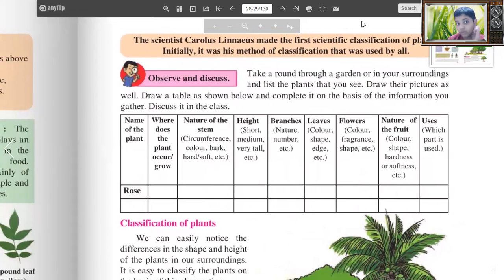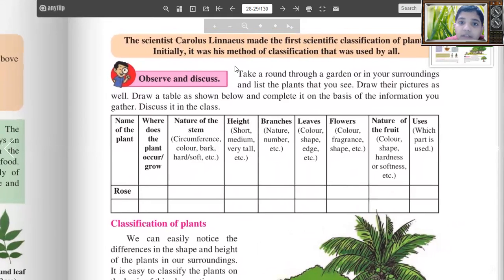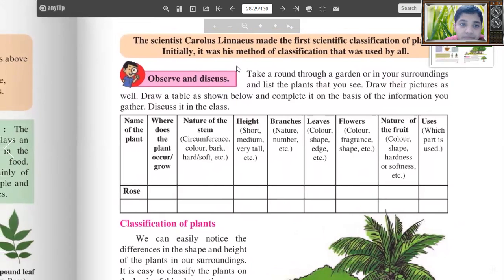Yes, intentionally, it was his method of classification that was studied by all.